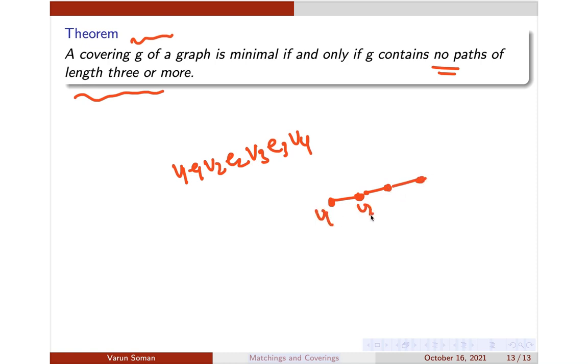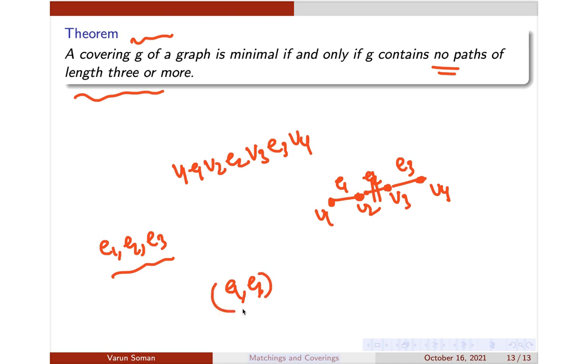V1, V2, V3, V4, E1, E2, E3. Okay, so my covering actually contains these three edges, E1, E2, E3. Suppose it contains a path of length 3, it will be like this. Now if you look at this, if I delete this edge, E2, what will happen? My covering would be left with E1, E3 only. Okay, my covering will be left with E1 and E3, but will it disturb the covering property?